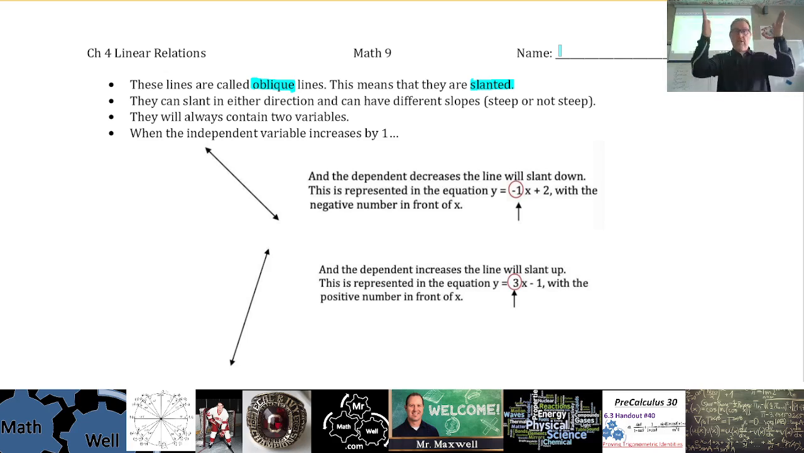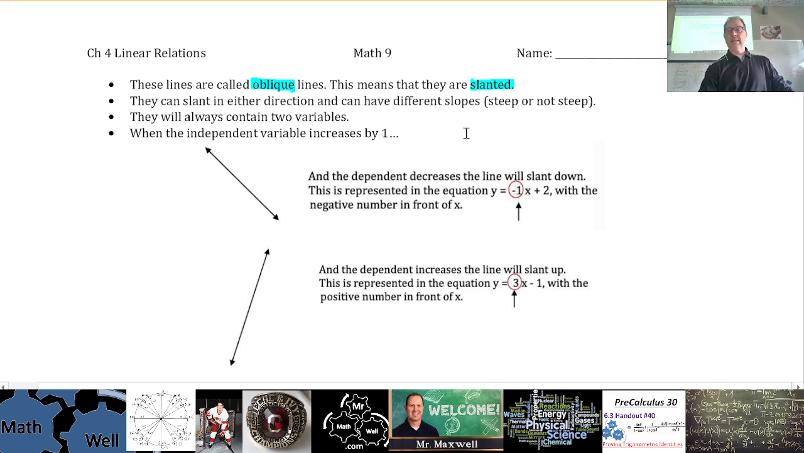But obliques are slanted, okay? So they're oblique, slanted. Now, they can slant in either direction, thankfully. They can go up from left to right, or they can go down from left to right. And again, I always refer to from left to right because that's going to be important for looking at the number in front of the x there.